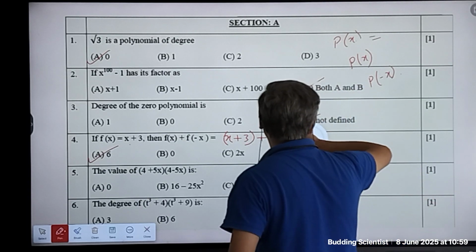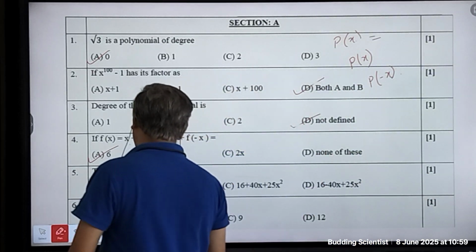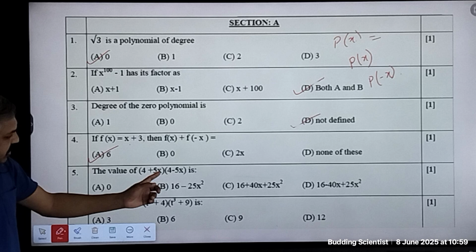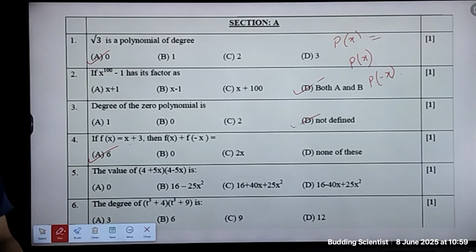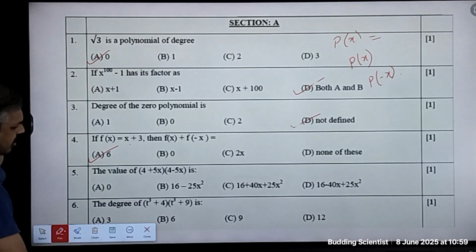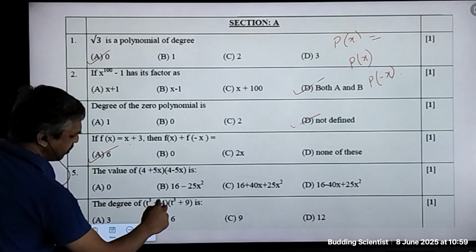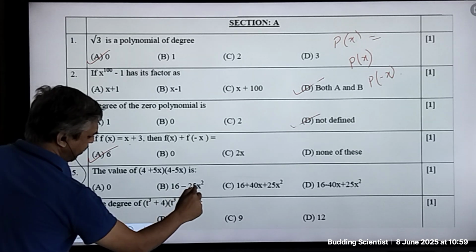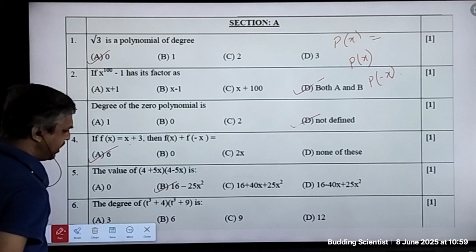You got the answer. The value of 4 plus 5x into 4 minus 5x. A plus b into a minus b is a square minus b square. So 4 square minus 5x the whole square. 4 square is 16 minus 5x the whole square is 25x square. The answer is B.